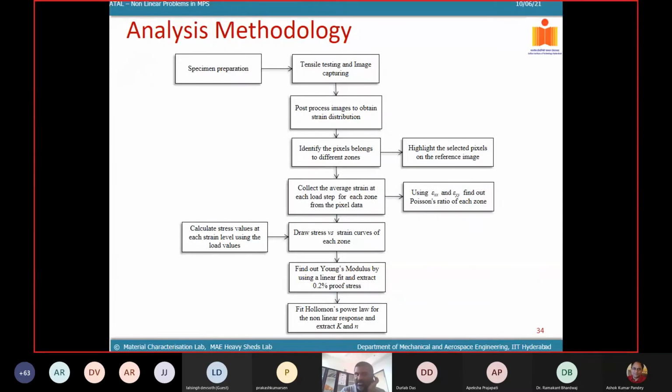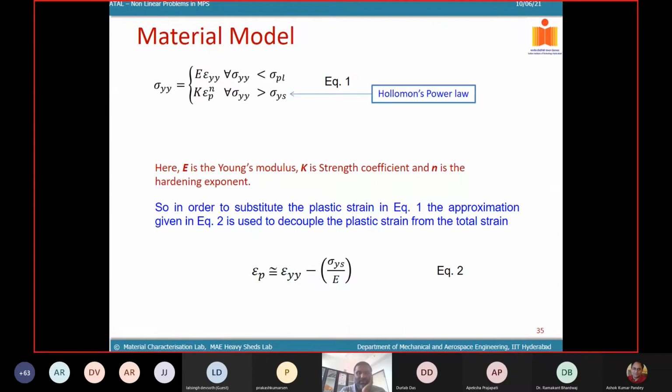And this is the analysis methodology. To explain, this is the material model which we are trying to capture. Within the proportional limit, it's straightforward, more like a uniaxial specimen. Beyond the proportional limit, that is beyond yield strength, we use a simple power hardening law, K into epsilon power n, where epsilon P is the plastic strain. And this is how we measure the plastic strain.